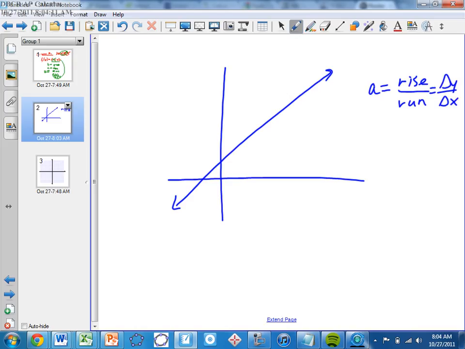Delta y over delta x. What does delta mean? Change. The change in the y value over the change in the x value. The rise over the run.